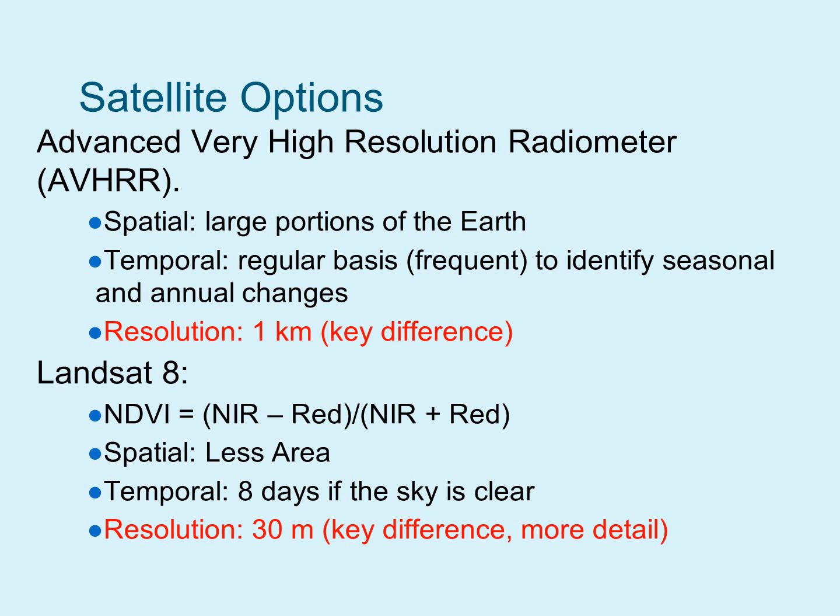So we're using remote sensing. Here are a couple of satellite options that we have. One option is Advanced Very High Resolution Radiometer. The AVHRR covers large portions of the Earth. It is fairly frequent, and it can be used to identify seasonal and annual changes. The key difference between AVHRR and Landsat 8 is that the resolution for AVHRR is about 1 kilometer, whereas Landsat 8 it's about 30 meters.